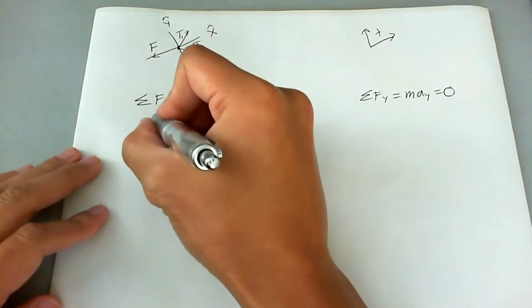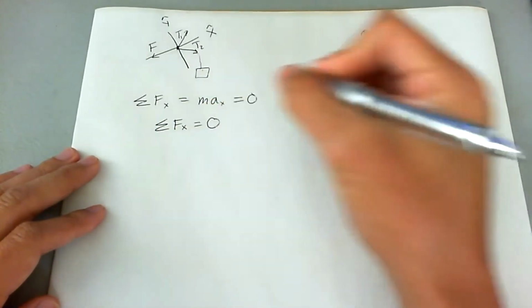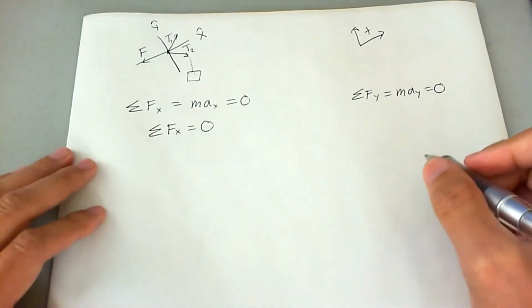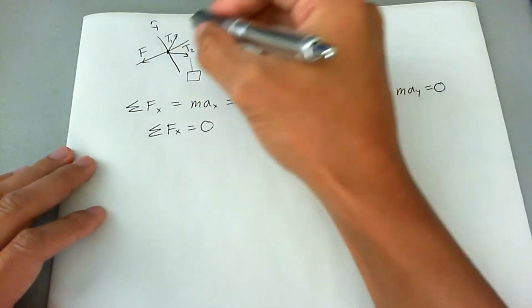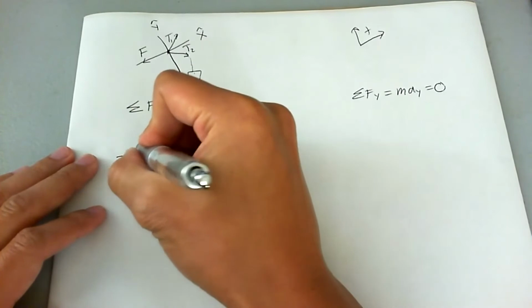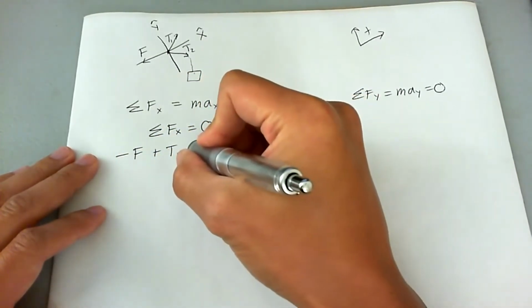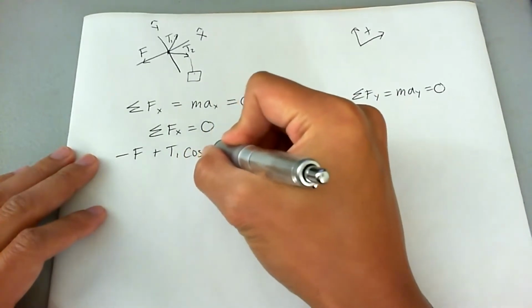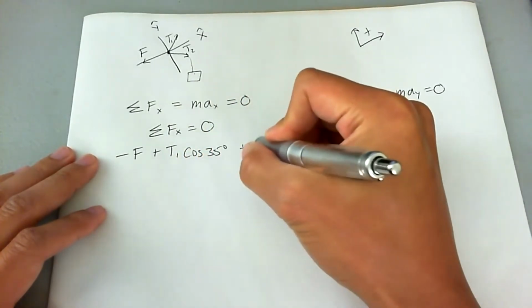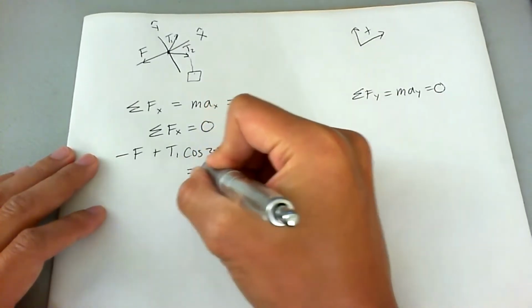Anyways, moving on, let's go ahead and say the sum of all forces in the x direction is equal to 0. In the x direction, there are 3 forces, 2 positive, 1 negative. So we'll say that negative F plus positive T1 cosine 35 degrees plus T2 cosine 35 degrees is equal to 0.